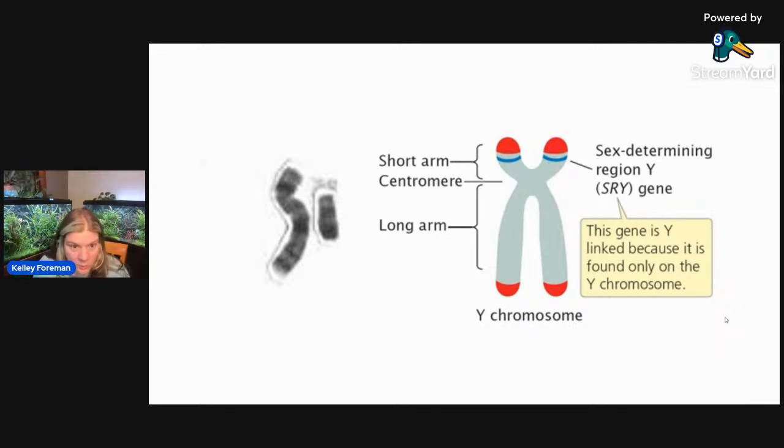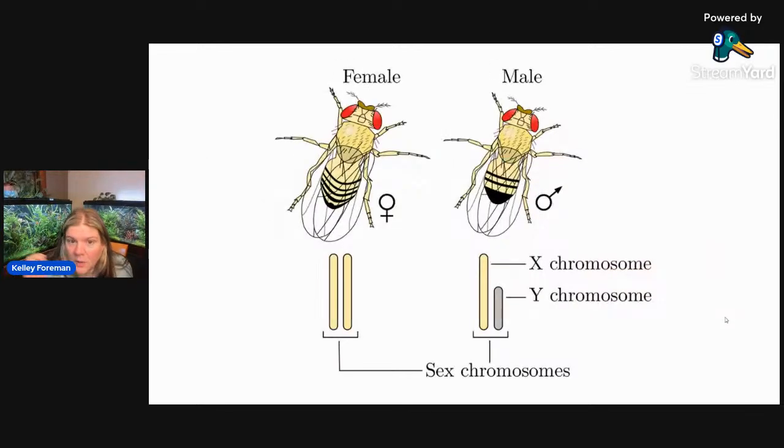But this is not how it works in other organisms. Other organisms do it really differently. In flies, there are X and Y chromosomes too, and females are usually XX and males are XY, but it's not presence of the Y chromosome that makes a male. This is Drosophila melanogaster, the basic fruit fly, every geneticist's favorite pet.